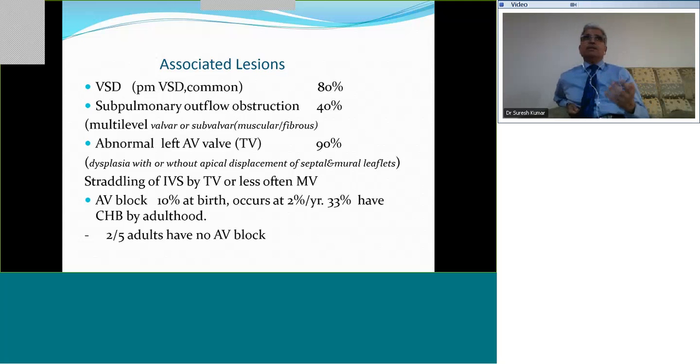We refer to the conduction system abnormality. So there is a figure for complete heart block and varying degrees of AV block. Complete heart block occurs in about 10% at birth, and then it keeps occurring at a rate of 2% per year. And by the time adulthood is attained, or if you take the entire lifespan, only 40% will be free of complete heart block.